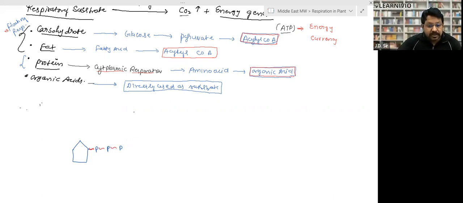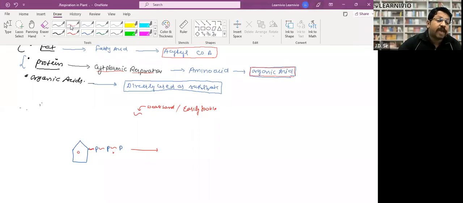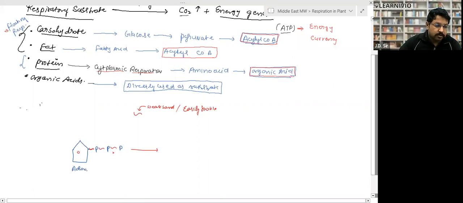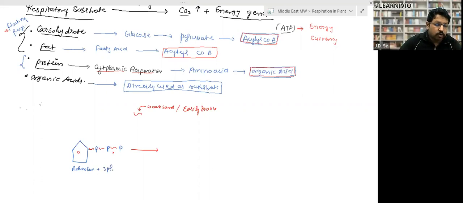What does this structure mean? It means they are weak bonds, easily breakable. So whenever we require energy, these bonds break down easily. And when these bonds break down, what happens? ATP, adenosine triphosphate, because there are 3 phosphates, right? This is adenosine, the nitrogen base, and this is 3 phosphates. So we call it adenosine triphosphate, ATP.